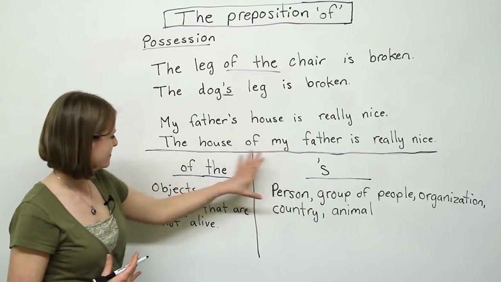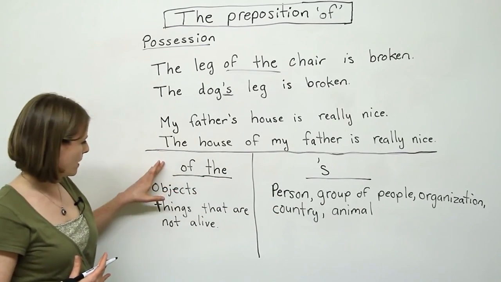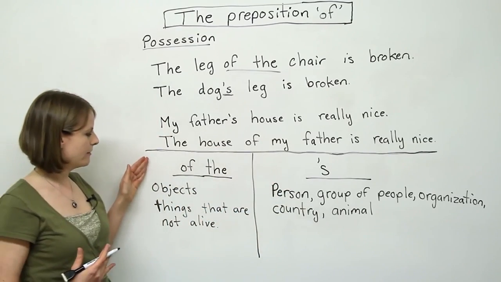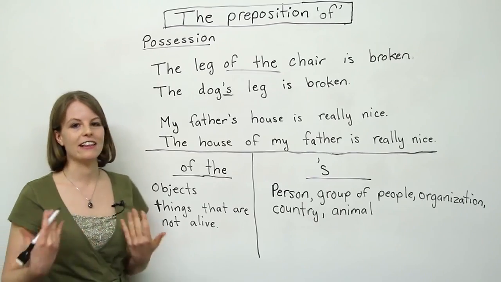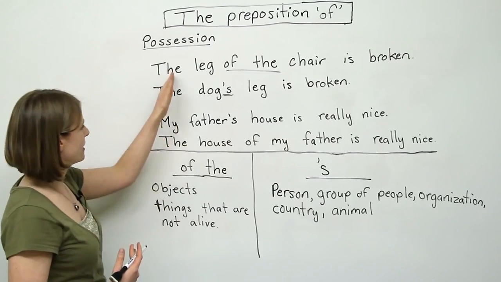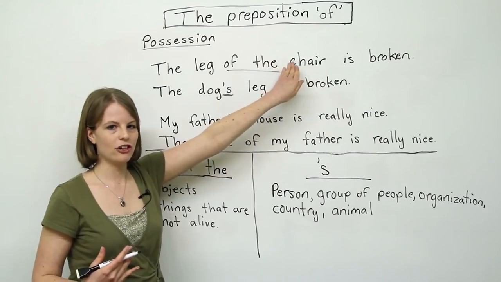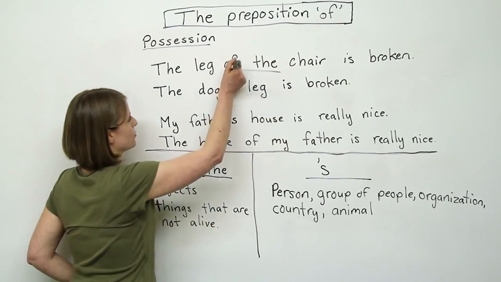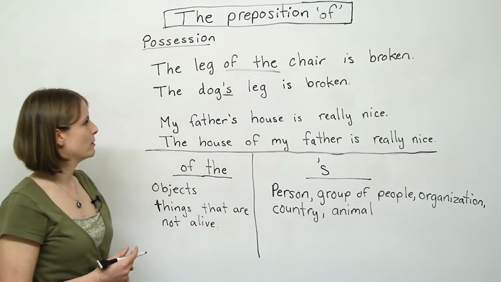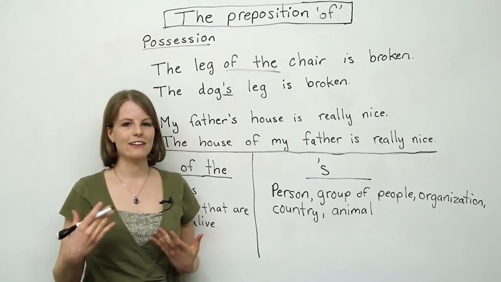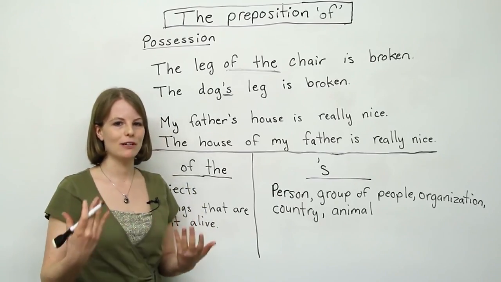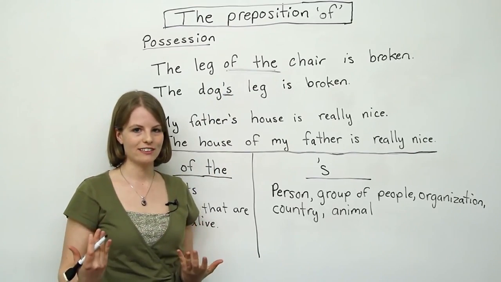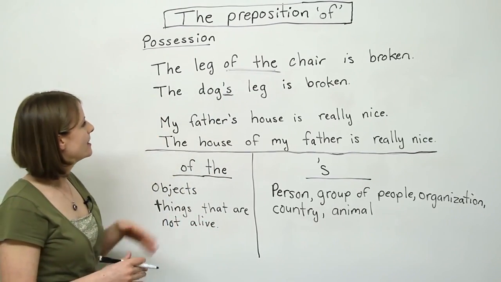So I have down here when we use of the and when we use apostrophe s. So we use of the when we're talking about things that are not alive, objects. So for example, a chair. A chair is an object, it's not alive, but if we're talking about a part of the chair, to show possession we can use of the. We wouldn't usually say the chair's leg is broken. You might hear native speakers say that a lot, but oftentimes in writing, we prefer of the when we're talking about objects and things that aren't living.